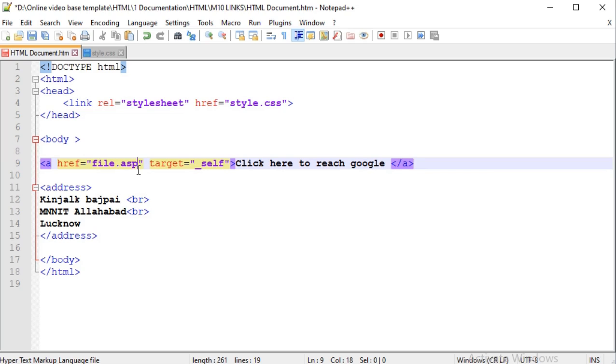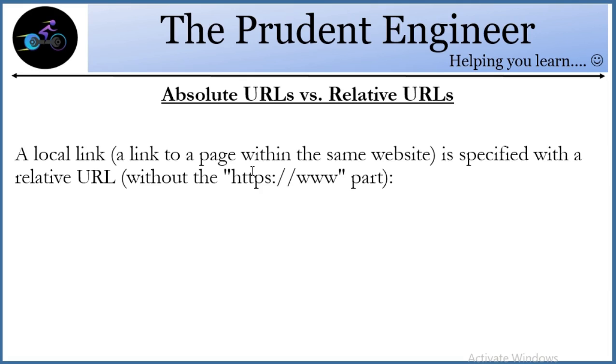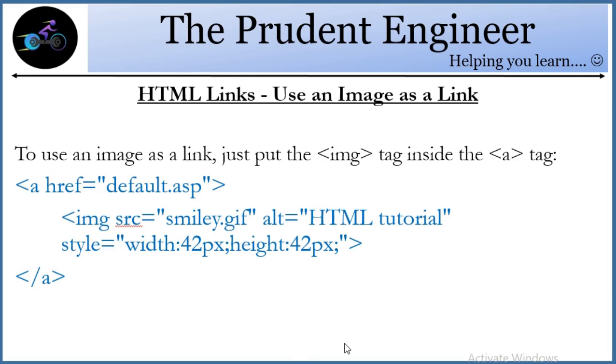Active server pages, I'm sorry. Okay, so if you use it, this is an example of a relative URL. You are not using an absolute website URL, you're using a relative URL which is inside your website. So this is the difference between absolute and relative URL. Now you can also use HTML images as a link.